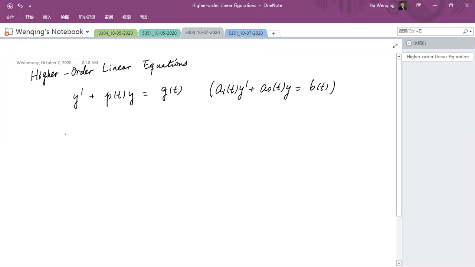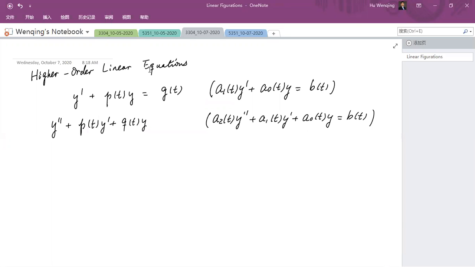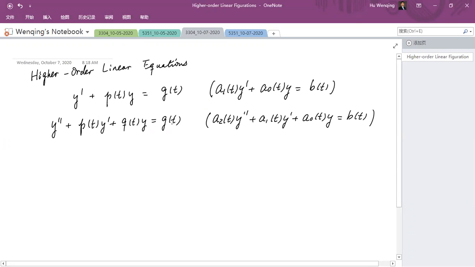Now for the second order equations, we've been talking about, for example, a2 of t of y double prime plus a1 of t of y prime plus a0 of t of y is equal to b of t. So that's another scenario where you can consider a second order equation. And in standard form, it becomes y double prime plus p of t of y prime plus q of t of y is going to be equal to g of t.